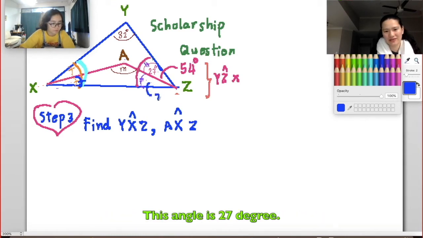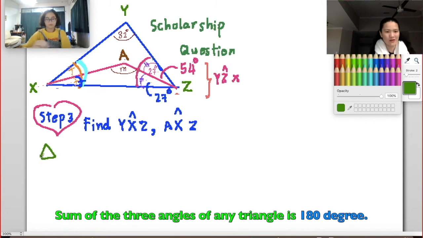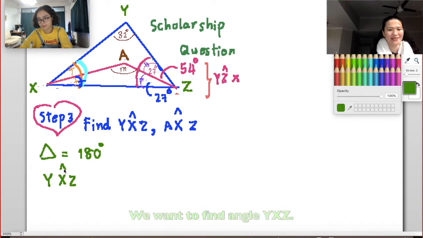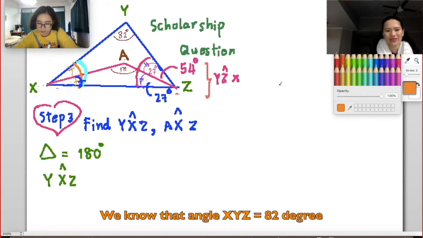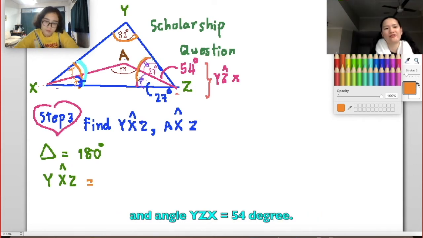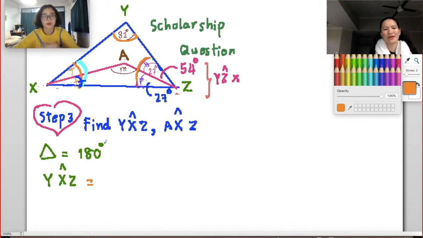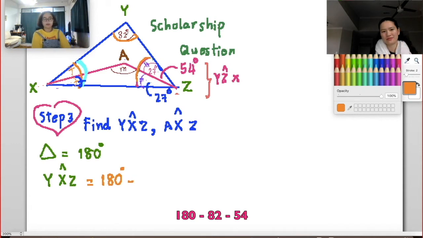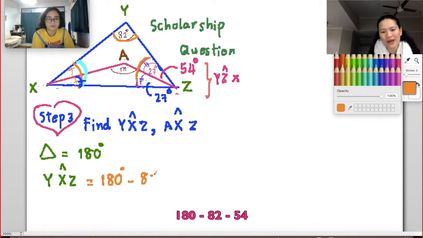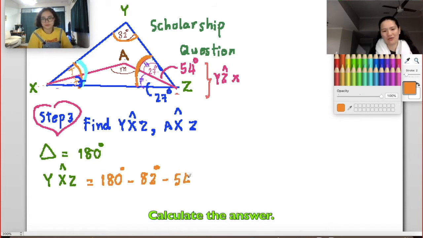This one you know is 27 as well. In a triangle, all of the angles equal 180. If I want to find YXC, now we know that this one is 82 and this one is 54. How can I find YXC, Leila? 180 minus 82, correct? And then I have to minus what else? 54. 54, really good.